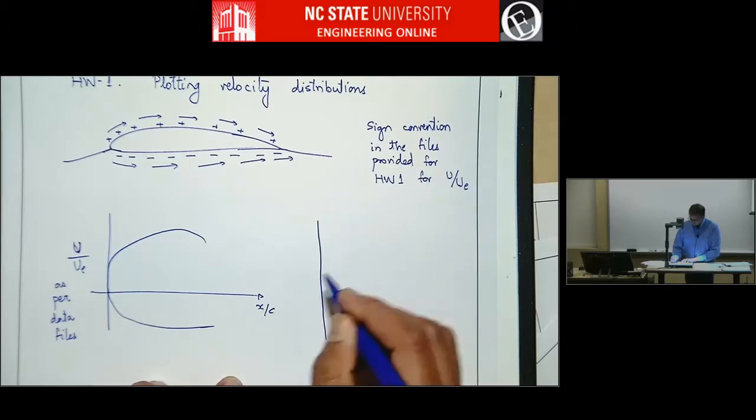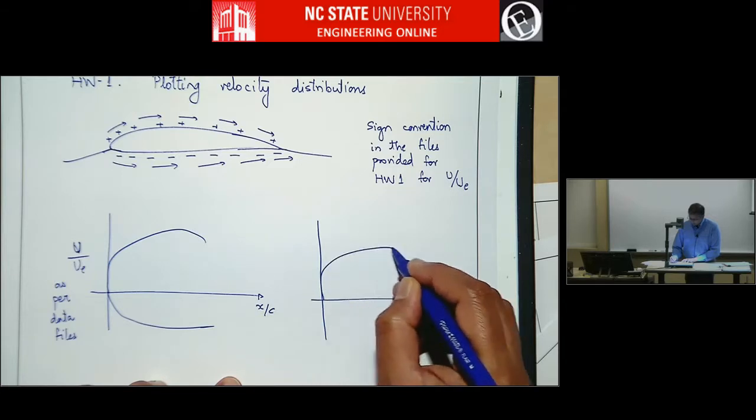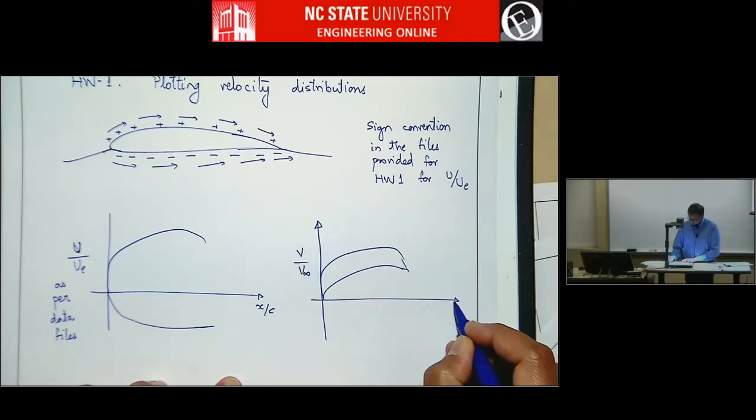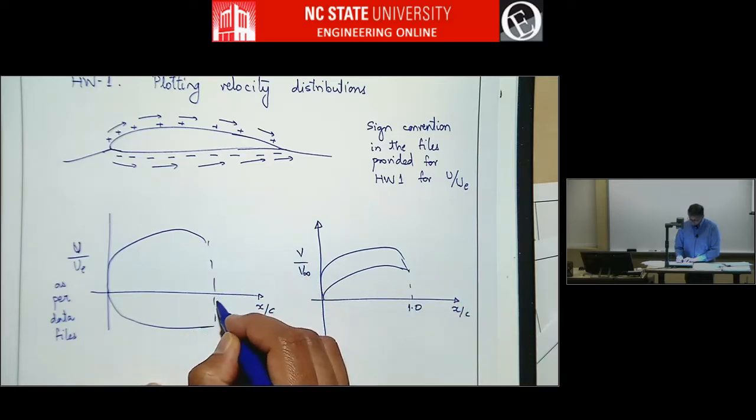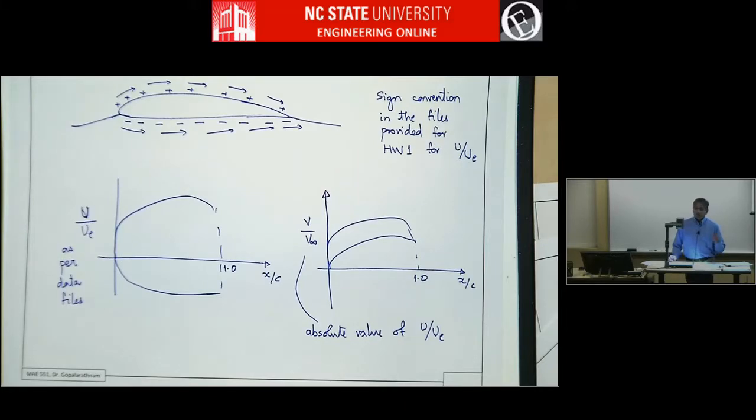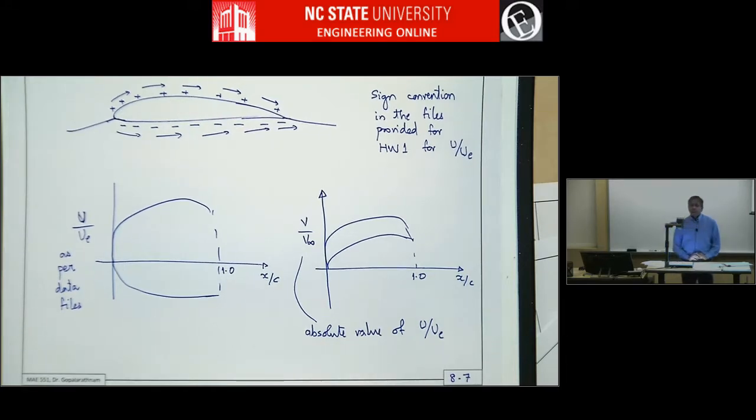So even though the data is like this, I want you to plot it correctly, something like this. And this is simply the absolute value of U over UE. So when you make the plots, take the data from the files, do the absolute value and then plot it, and then it will look fine. So please pay attention to this, because if you plot it like this, that's not what we're doing in this course, and I'm definitely going to take some points off. Okay.